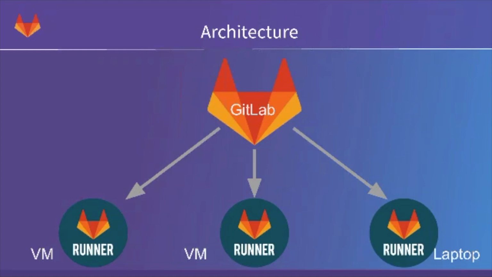It's important to know that runners can be specific to your project or be global to the GitLab installation. This allows you, for example, to use multiple runners to parallelize builds across different machines. This makes it possible to test your application in different environments, on different architectures, and different systems.